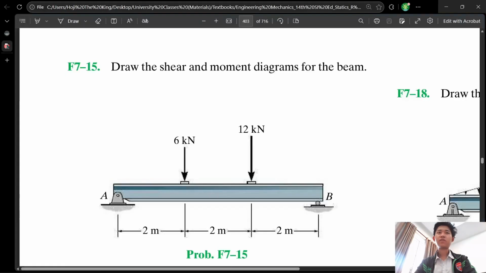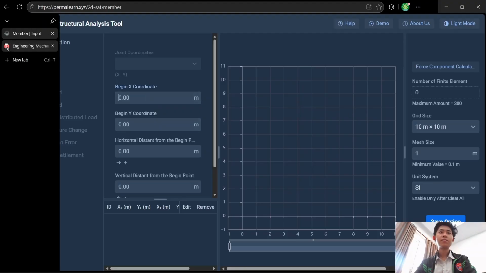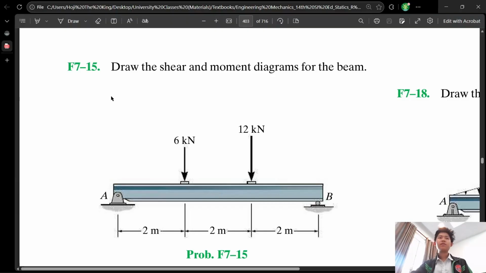First things first, we need to draw a free body diagram in our tool right here. So we can begin our drawing. If we take a look at the picture right here, you can see that there's one beam. The length is 6 meters, 2 meters each, and there are two supports, which are the pin right here at point A and roller at point B, as well as the two vertical loads, 6 kilonewton and 12 kilonewton.